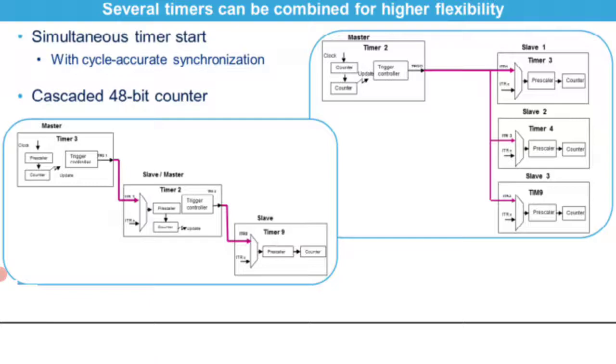The second example shows how to create a 48-bit timer by cascading 3 timers. Here the update event generated on the counter rollover is used as the input clock for the following slave timer, so that timer 3's counter holds the least significant 16 bits. Timer 2's counter holds the medium bits, that is bits 16 to 31. And timer 9's counter holds the upper bits from bit 32 to bit 47.